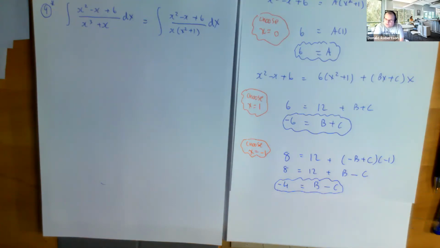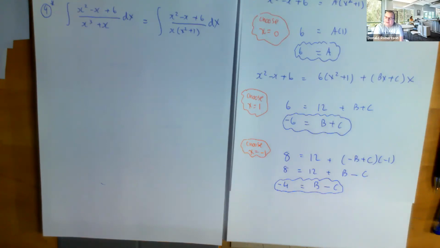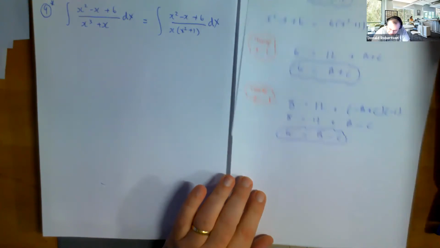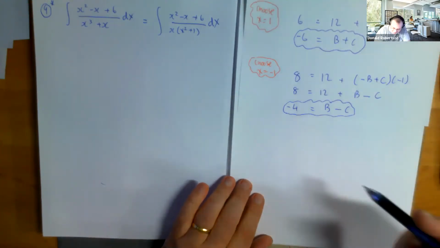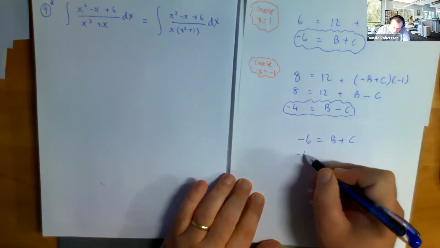So I chose any 2 x's as long as 0 wasn't one of them. I've chosen 1 and -1, and I have 2 equations. I want you to think back to Math 94. If I write these 2 equations next to each other, maybe you can see where things are going to go.